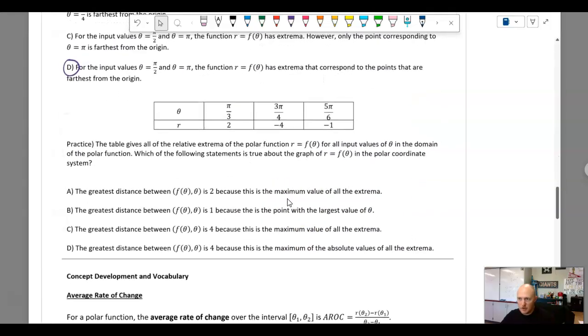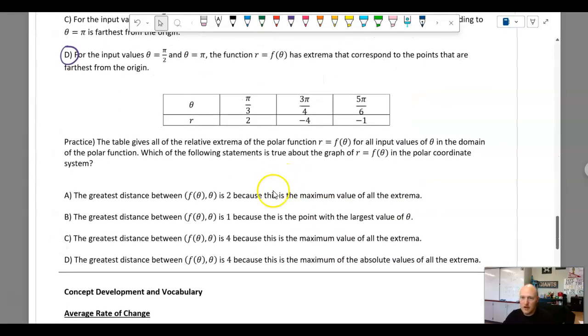Here's a practice problem. Go ahead, pause the video. I want you guys to go ahead and try this one. This one gives a table, which is kind of nice. The table gives all of the relative extrema. Oh, so you can see the extrema here. For all input values theta in the domain of the polar function, which of the following statements is true about r equals f of theta in the polar coordinate system? Pause me. Go ahead, try this one, and we'll talk about it.